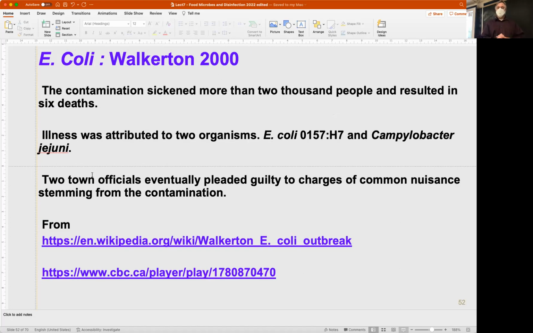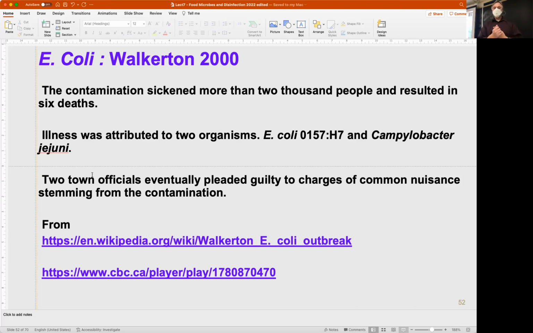So what happened at Walkerton? Walkerton is a small town far west of here. I'm not too sure exactly the location. It's in Western Ontario, I think. So 2,000 people in this small town got sick from an E. coli infection. Some people are still sick with the results of that infection.